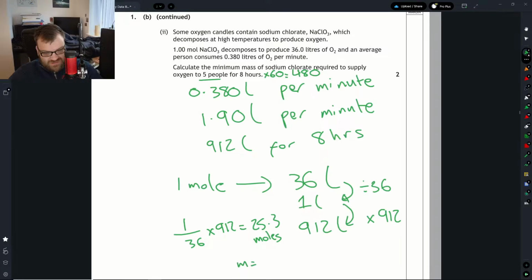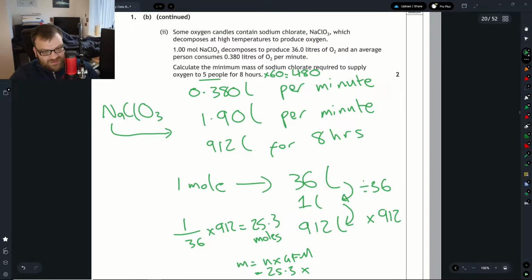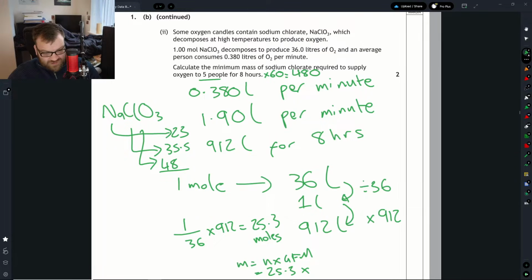Mass equals number of moles times GFM. I'm going to need to use that 25.3, times it by GFM of sodium chlorate. Sodium is 23. Chlorine would be 35.5. Then your 3 oxygens, it's 3 times 16, so that would be 48. That'd give you 106.5. Pop that down here.